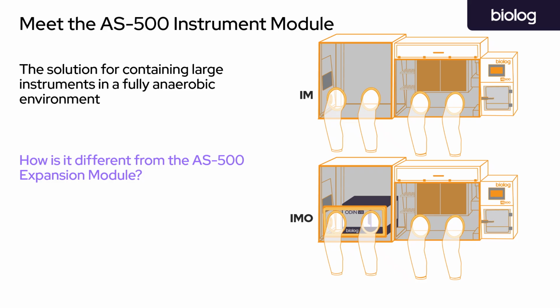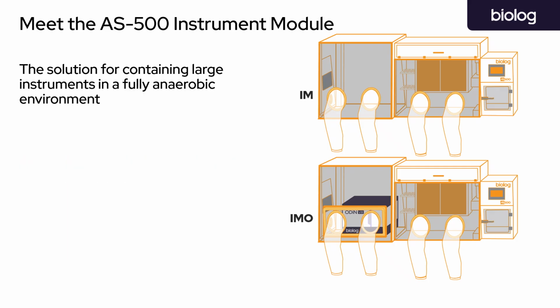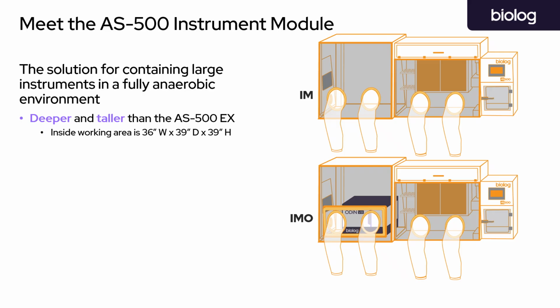To address these space issues for equipment, we are now introducing the AS500 instrument module, the solution for containing large instruments and equipment in a fully anaerobic work environment, thus preventing the need to bring samples out into the air at all. How is the instrument module different from the existing expansion module? The instrument module is deeper and taller than the expansion module, accommodating instruments of up to 36 inches wide by 39 inches deep and 39 inches tall.